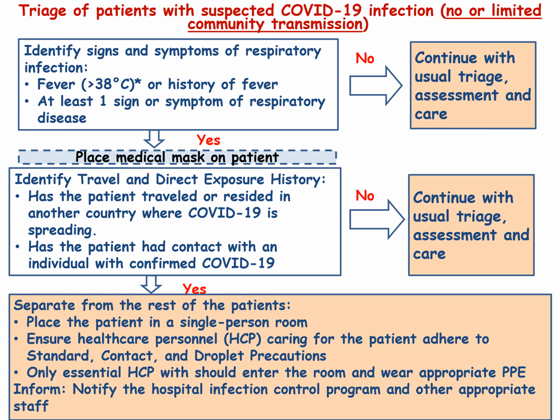Place the patient in a single person room with door closed or in other designated area. Ensure healthcare personnel caring for the patient adhere to standard contact and droplet precautions. Only essential healthcare personnel with designated roles should enter the room and wear appropriate personal protective equipment. Inform the hospital infection control program and other appropriate staff.